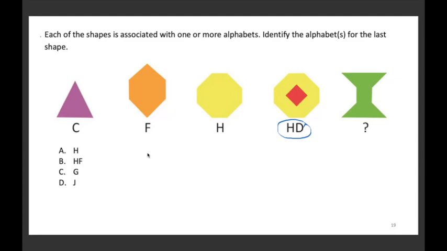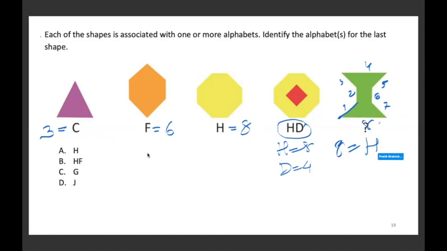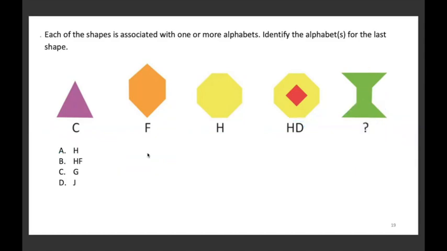When you look at all the options which are provided here, C has 3 edges, F has 6 edges, H has 8 edges, and J has 4 edges. So this figure, which has 1, 2, 3, 4, 5, 6, 7, and 8 edges, will correspond to the letter H. So option A is the one which is correct. Okay, we'll move to the next one now.